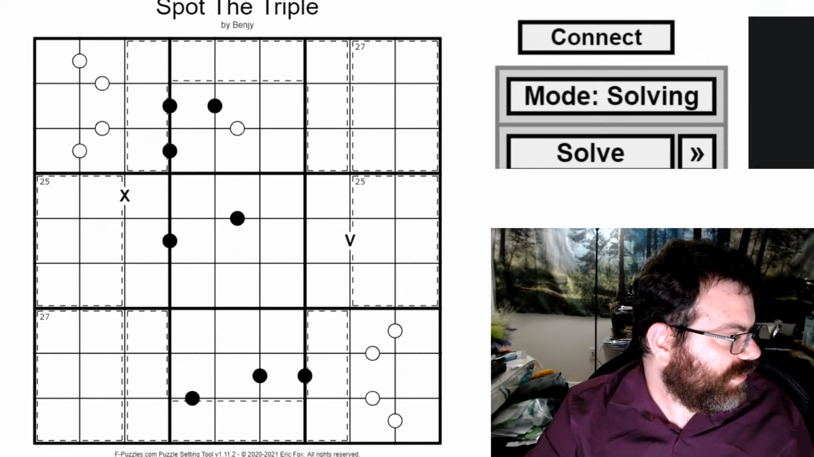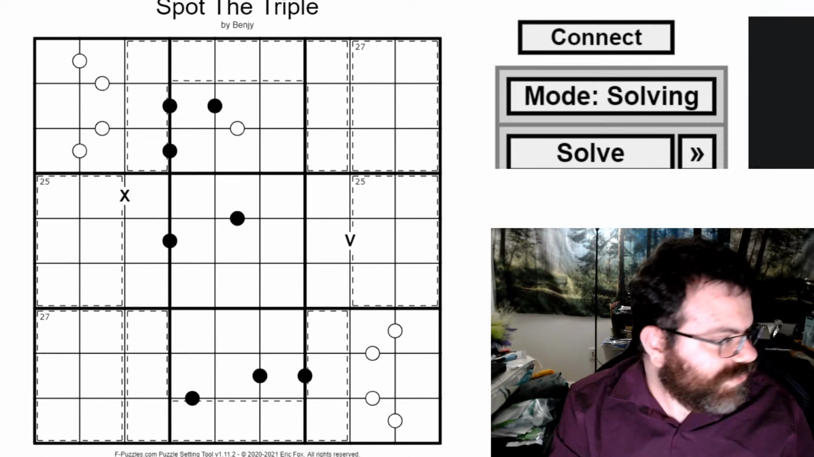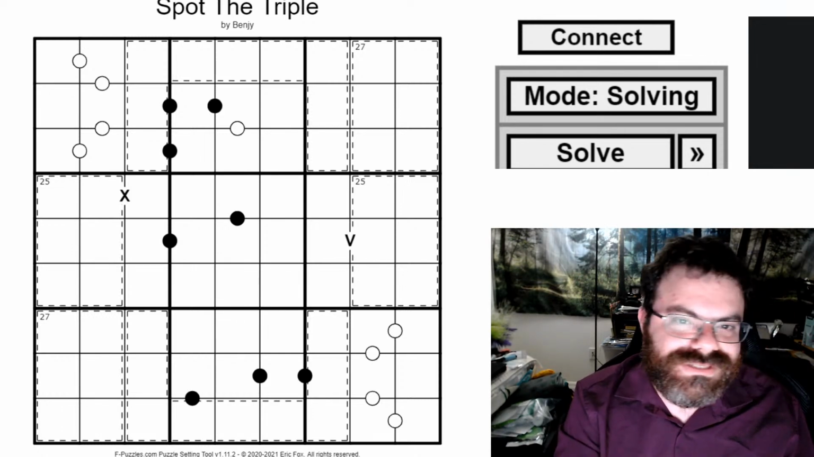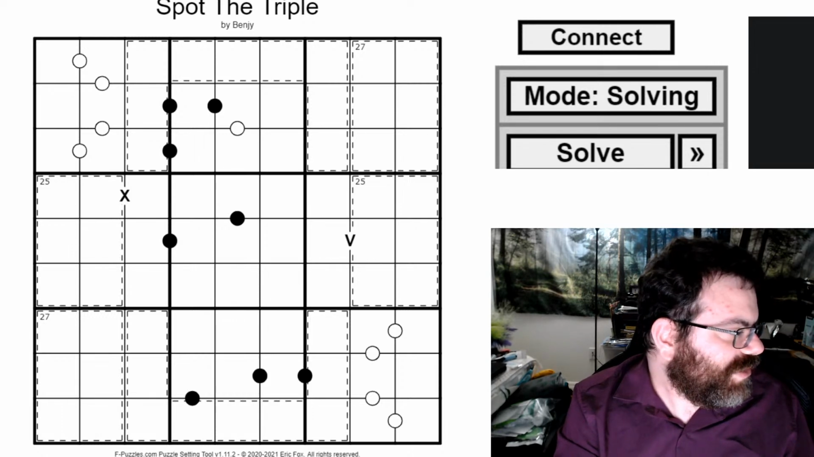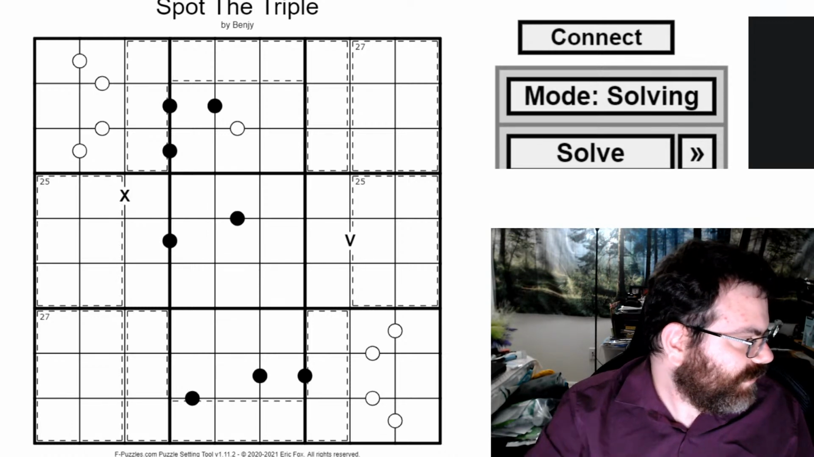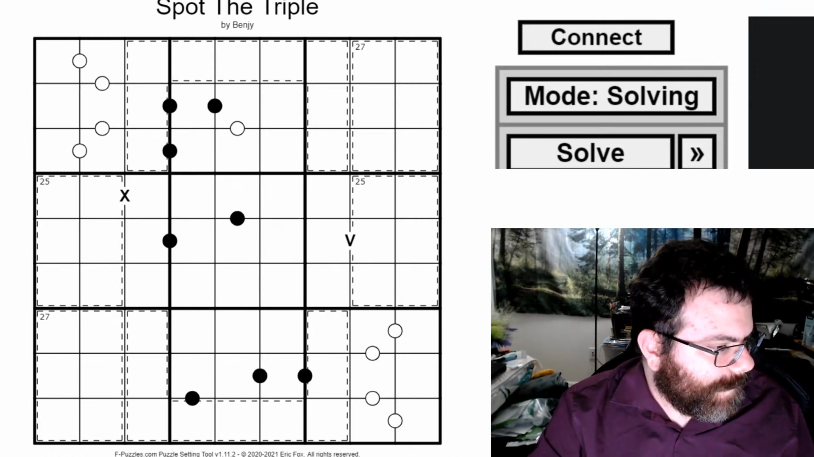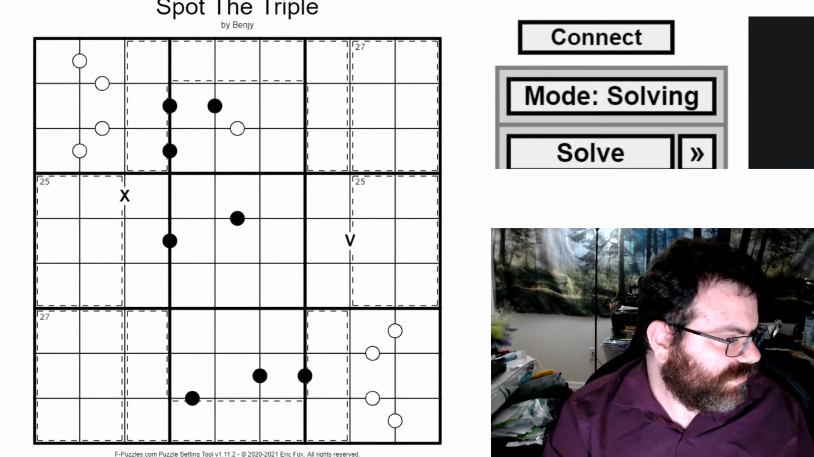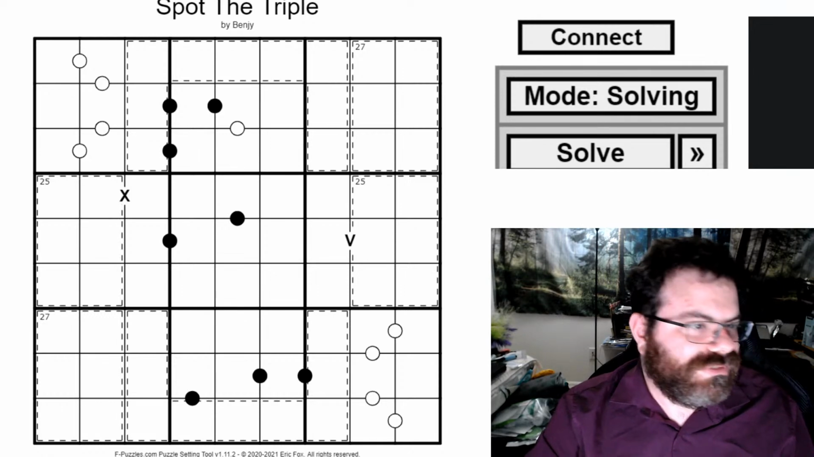Give me a moment. By the way, you guys are allowed to request puzzles in between streams, and then that way I can prep them. All right, it's called Spot the Triple. All right.